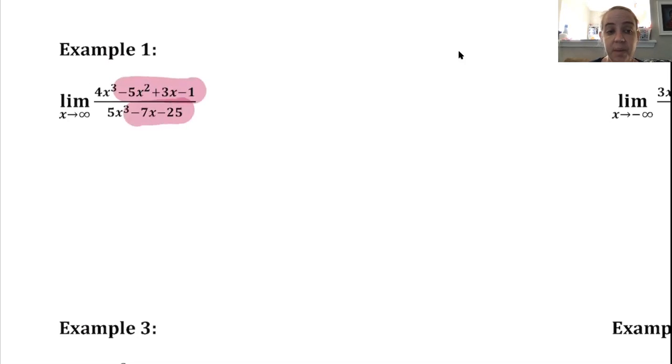So you keep the highest power in both the numerator and denominator. Now, you could be looking at this problem going, hey, I know what the answer is, it's 4/5. That's what we did in pre-calc. That's totally fine.